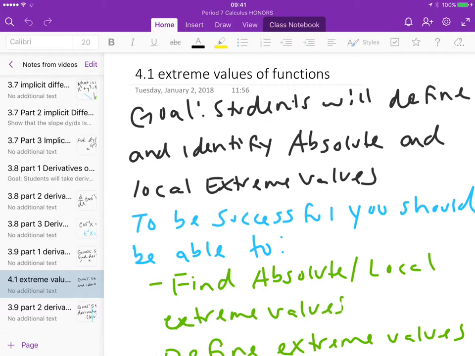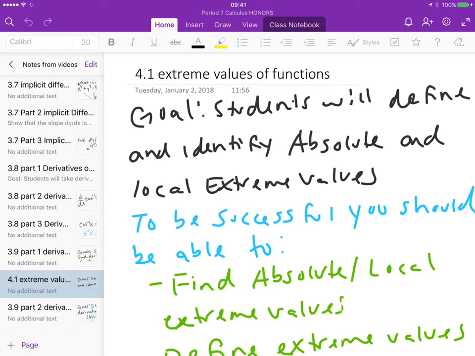So we have to be able to use what we've done in chapter 3 to put it into some more real life context, some more application, and then dive a little bit deeper into the different parts of a derivative function. And that's going to lead us right into the first part of this video, which is all about the extreme values of functions. So our goals for this video in 4.1, and a couple of videos that will follow about 4.1 as well, will be to define and identify absolute and local extreme values.